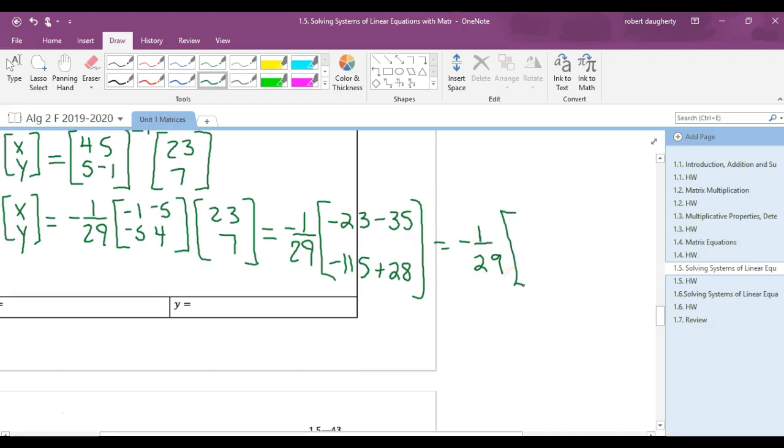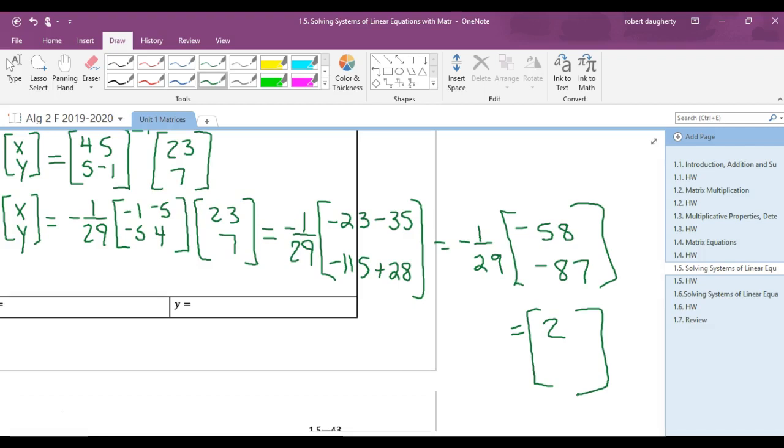Negative 23 minus 35 is negative 58. And 15, that's going to be what, negative 87. What is negative 58 divided by negative 29? 2. So this is 2. And negative 87 divided by negative 29 is 3. So x is 2, y is 3.